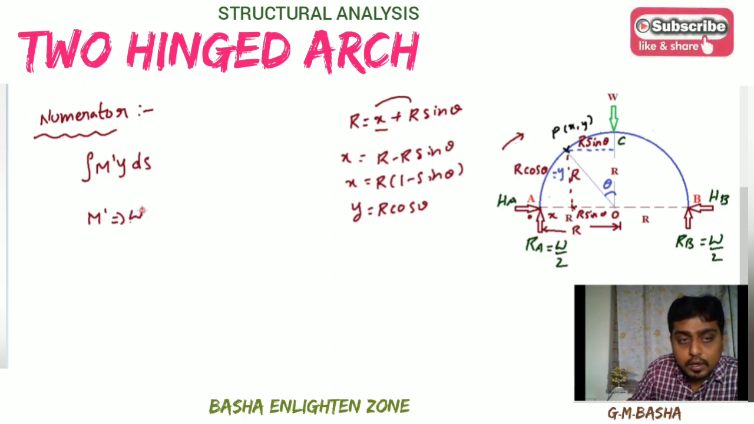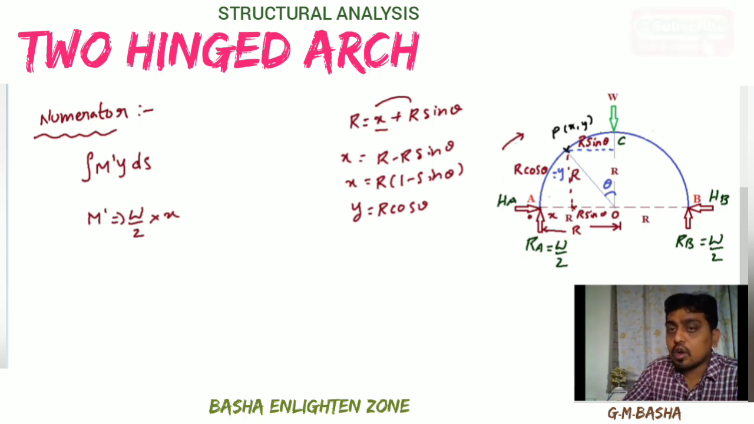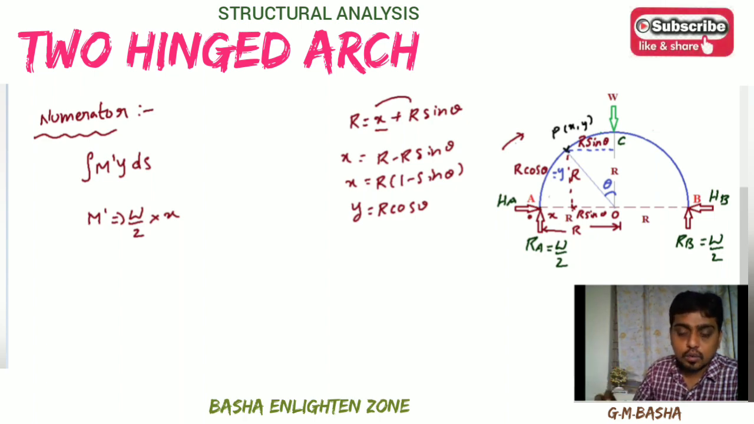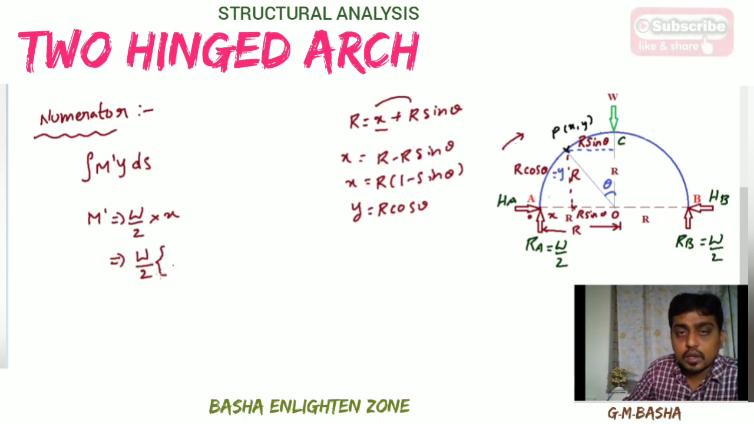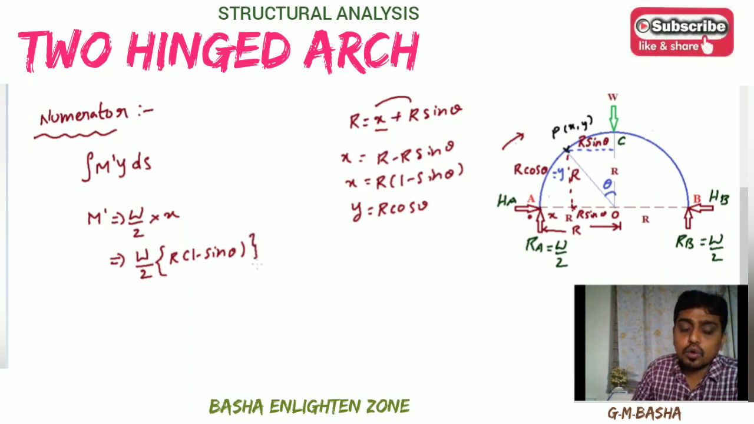Therefore W by 2 into x distance, that is the moment here. If there are any point loads or UDL acting on the beam, we have to resolve those moments also up to that section. Then W by 2 into x. What is the x value here? R into (1 minus sin theta). So directly you please take down this one: WR by 2 into (1 minus sin theta). Again, what is y? The y value equals R cos theta.